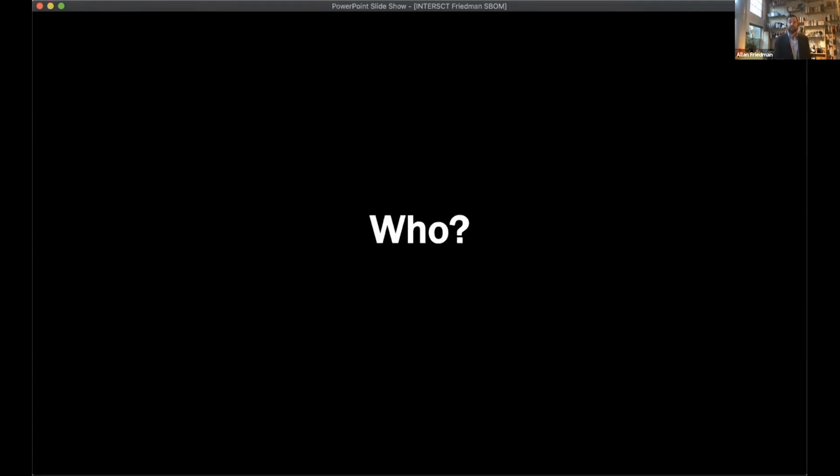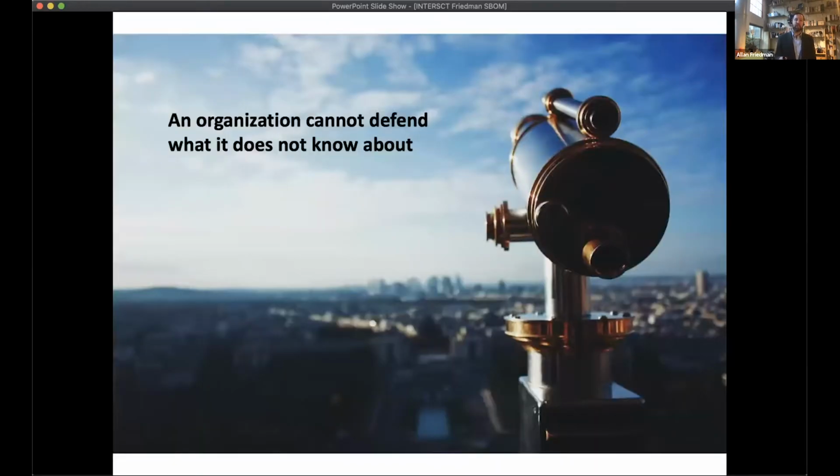So when I talk about SBOM, who am I talking about? Because a lot of IoT, we focus on consumer empowerment. I don't really think this is a role for my 76-year-old father. He's super smart, but this isn't something I expect him to do. I'm really focusing on organizations here, both the folks who produce software and those who manage and maintain software. An organization simply can't defend what it doesn't know about.